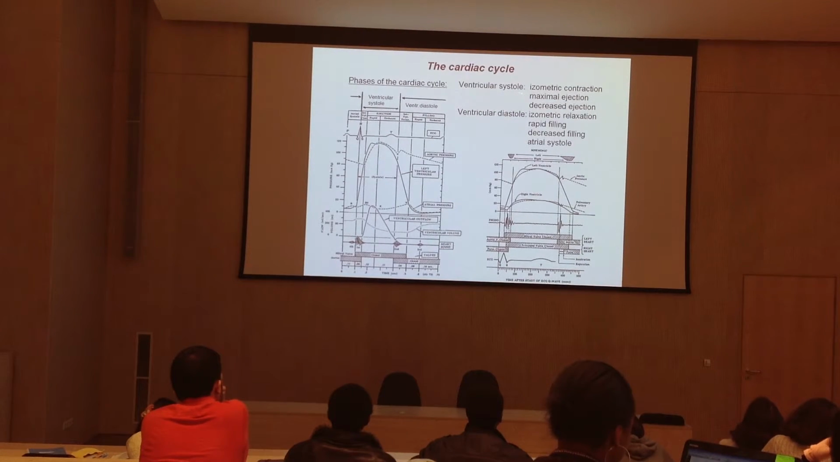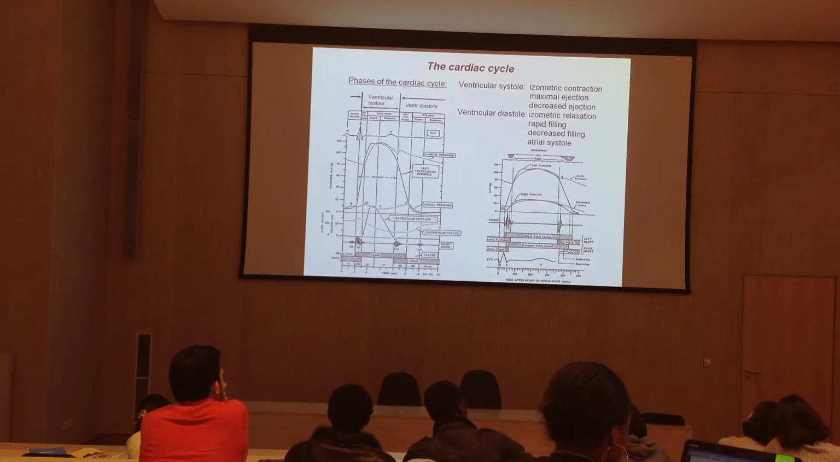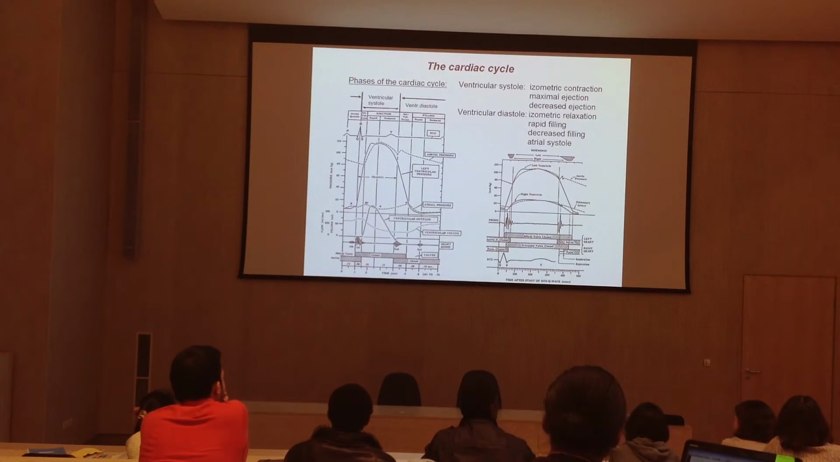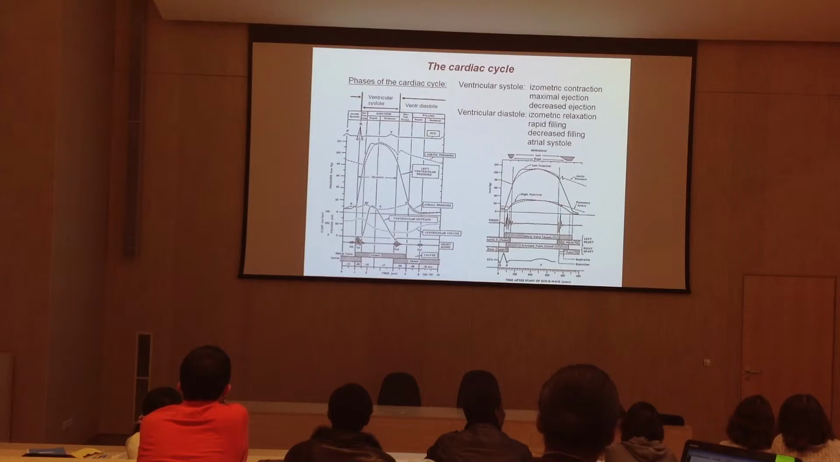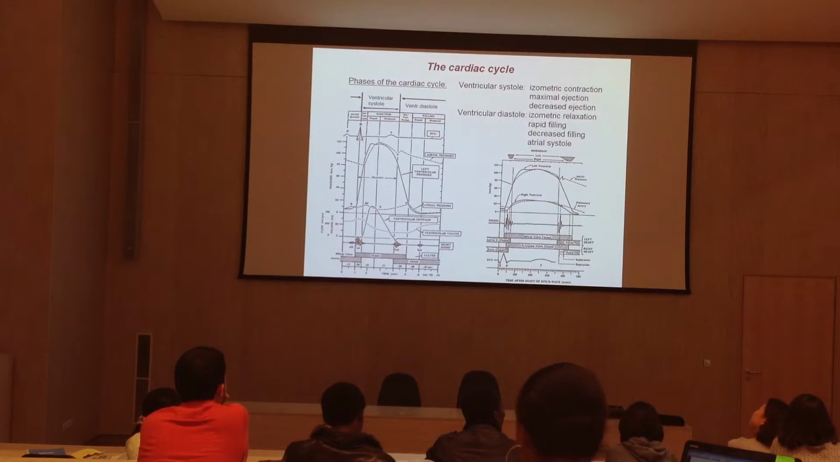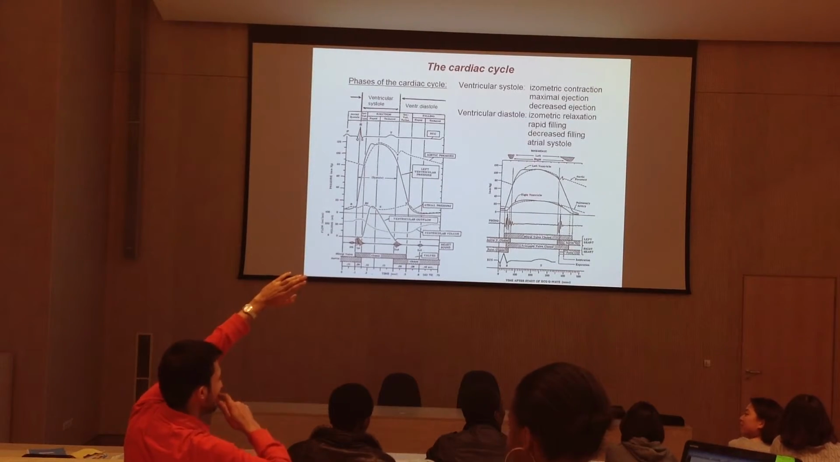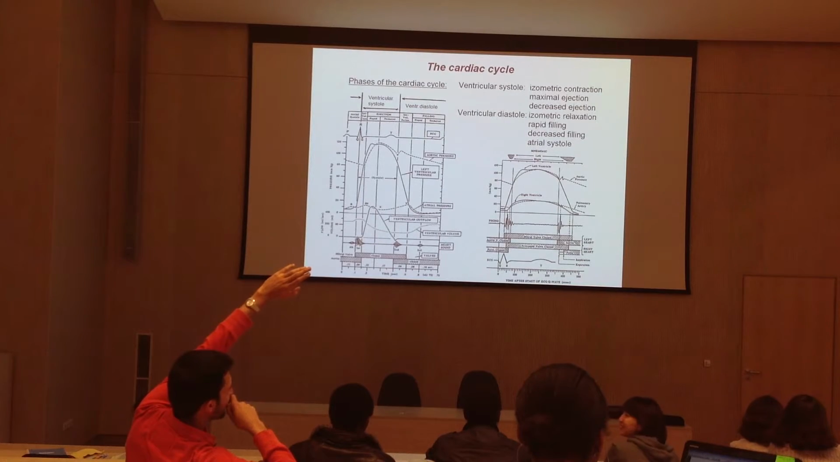What kind of phases has the ventricular systole? First, isovolumetric contraction, and then the filling starts. That is this form and this form.